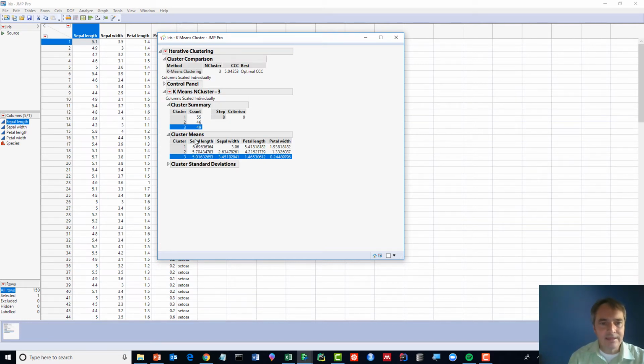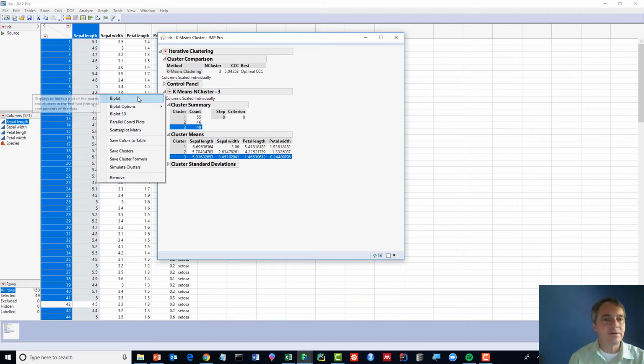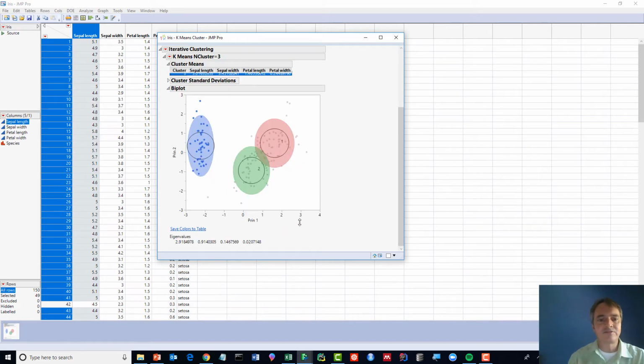Okay, and what it gives me here is for each cluster, it has found those 3 clusters, and for each cluster, it found the average length and width of each of the sepal length, sepal width, petal length, petal width for each of those clusters. Okay, and if you want to visualize it, you can come here and come to biplot. And so here's what it did.